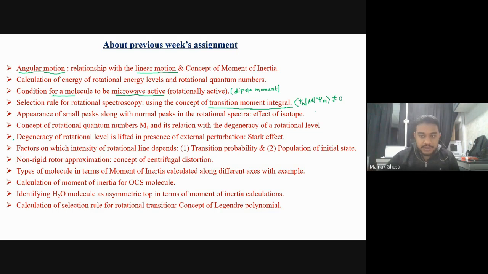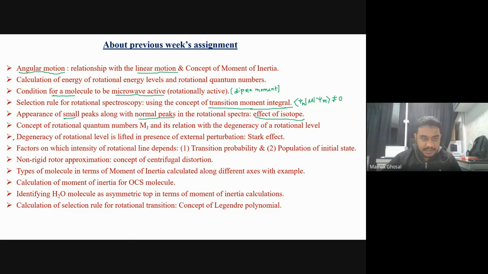Then the spectrum of the CO molecule was discussed, where there were some small peaks along with the normal peaks in the rotational spectrum. It was discussed that this is the effect of isotopes, and the intensity of the small peaks comes from the abundance of the isotopes. The more the abundance, the more intense the peak.